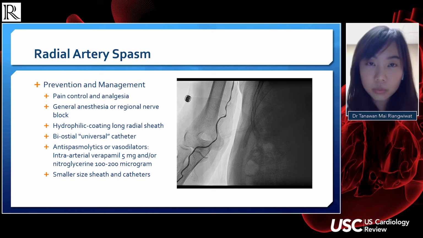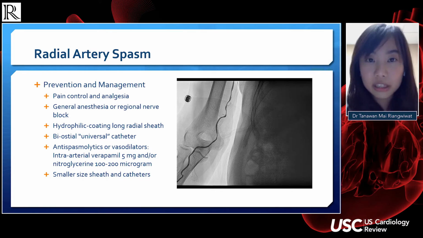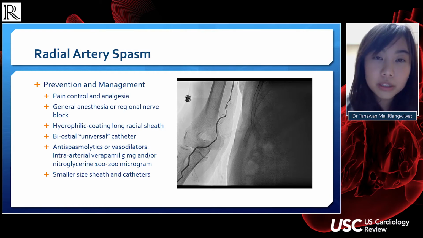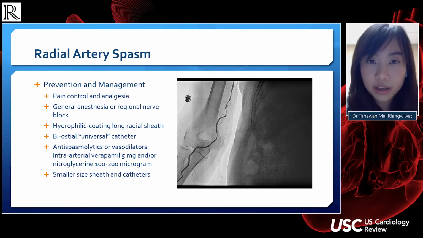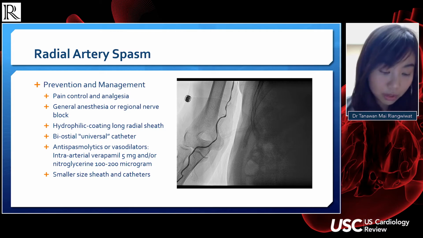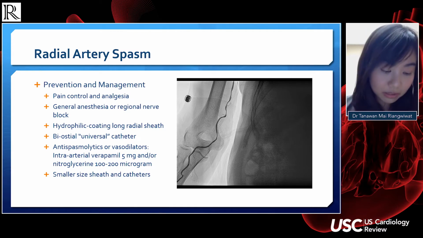The thing we usually do the most is also an antispasmolytic, a vasodilator like verapamil, diltiazem, or nitroglycerin. There's no perfect combination, but one systematic review suggests that using 5 milligrams of verapamil with or without 100 to 200 micrograms of nitroglycerin is probably the most effective regimen.